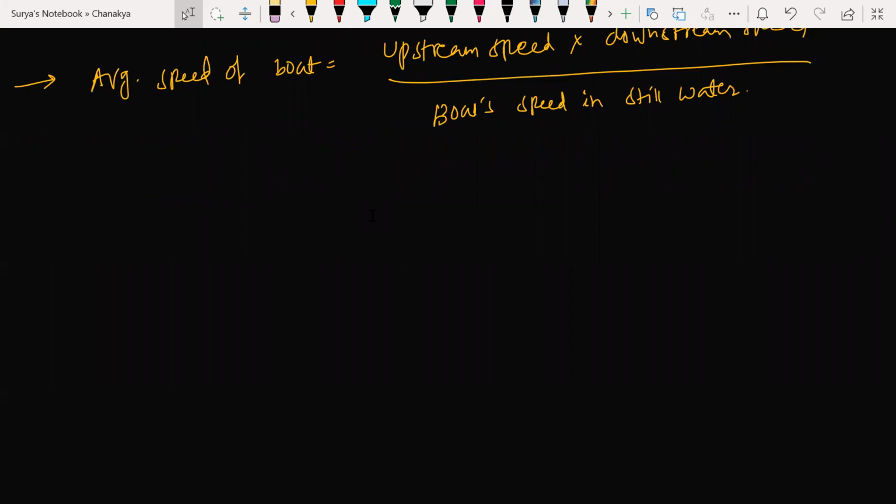Whenever they talk about time, they'll be giving you the speed of the stream and the speed of the boat in still water, everything they'll be giving you. And they'll ask you to find out time. Time taken by the boat when it is traveling upstream. Time taken by the boat when it is in downstream, like that. He might ask you the speed-based question as well. So what are the questions he might ask you? Tell me, guys.